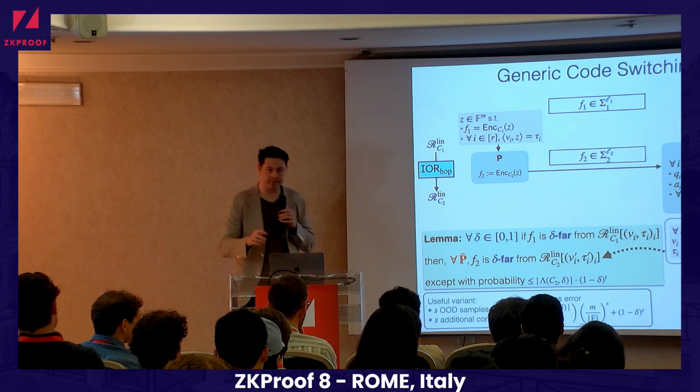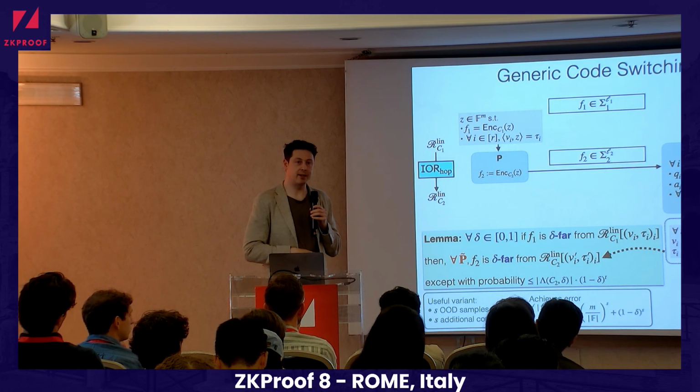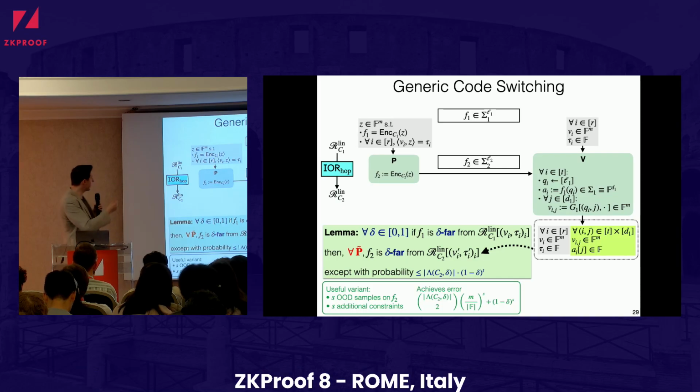Okay, that's it. So this is code switching. There's other sorts of code switching out there, right, that use, if you know a little bit more about C1, a little more about C2, then there might be other protocols you will be able to run. In this case, it's like a generic code switching. Okay?